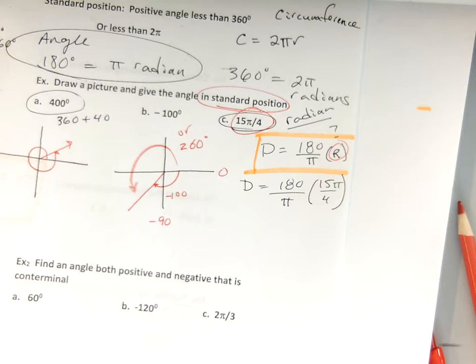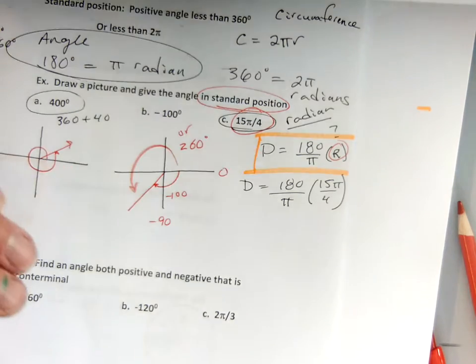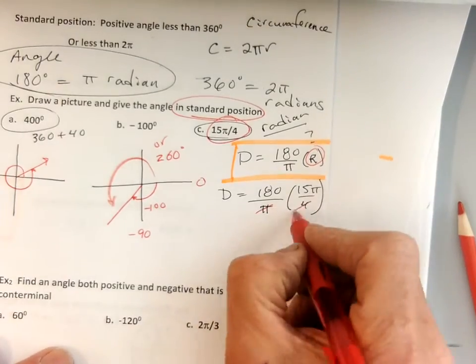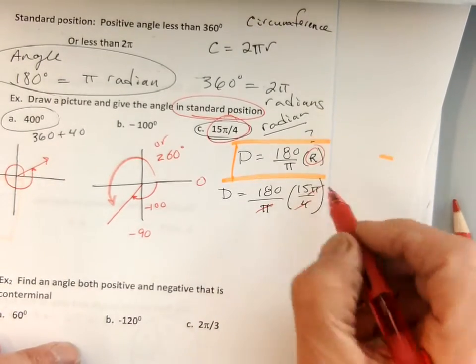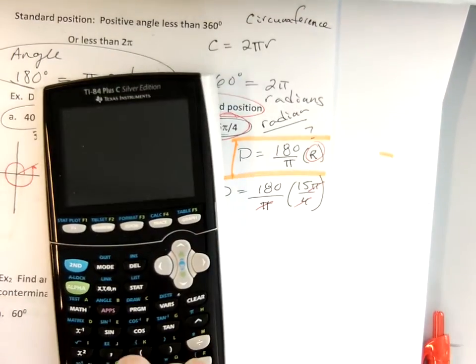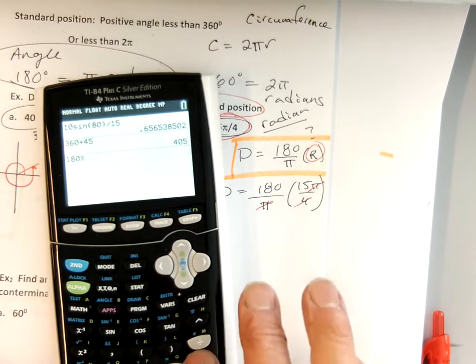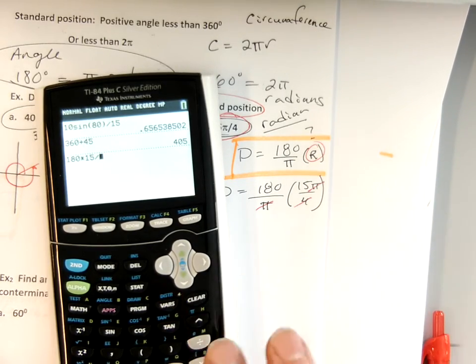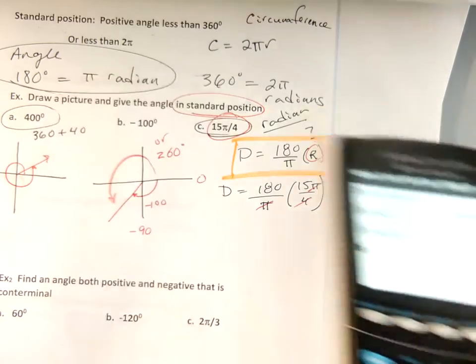Let's see, I can cancel the pi's, right? Grab your calculator. Cancel the pi's. What am I going to do? I'm going to cancel the pi's. Then what am I going to do? Yes, Jacob. Oops, I canceled the wrong thing. Sorry. Say it, Jacob. We're going to 180, right? Times 15 divided by 4, right? About 625 degrees.